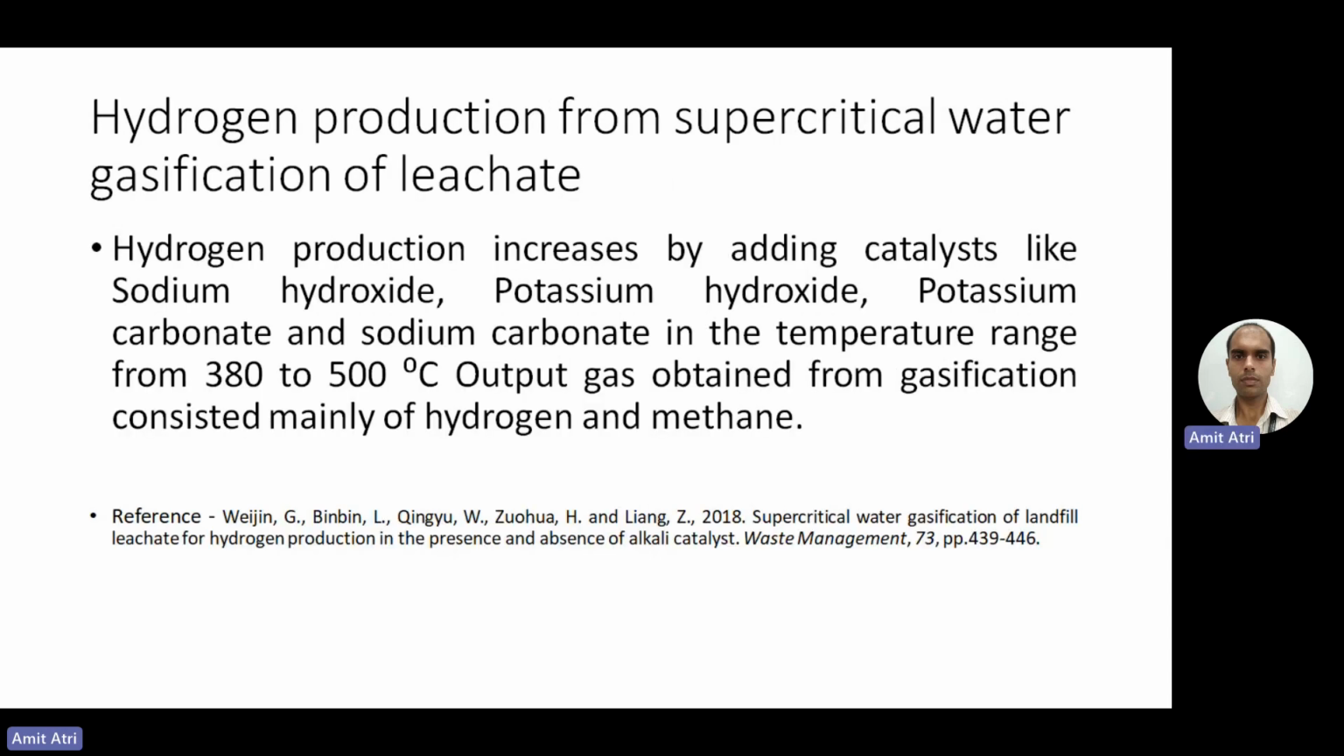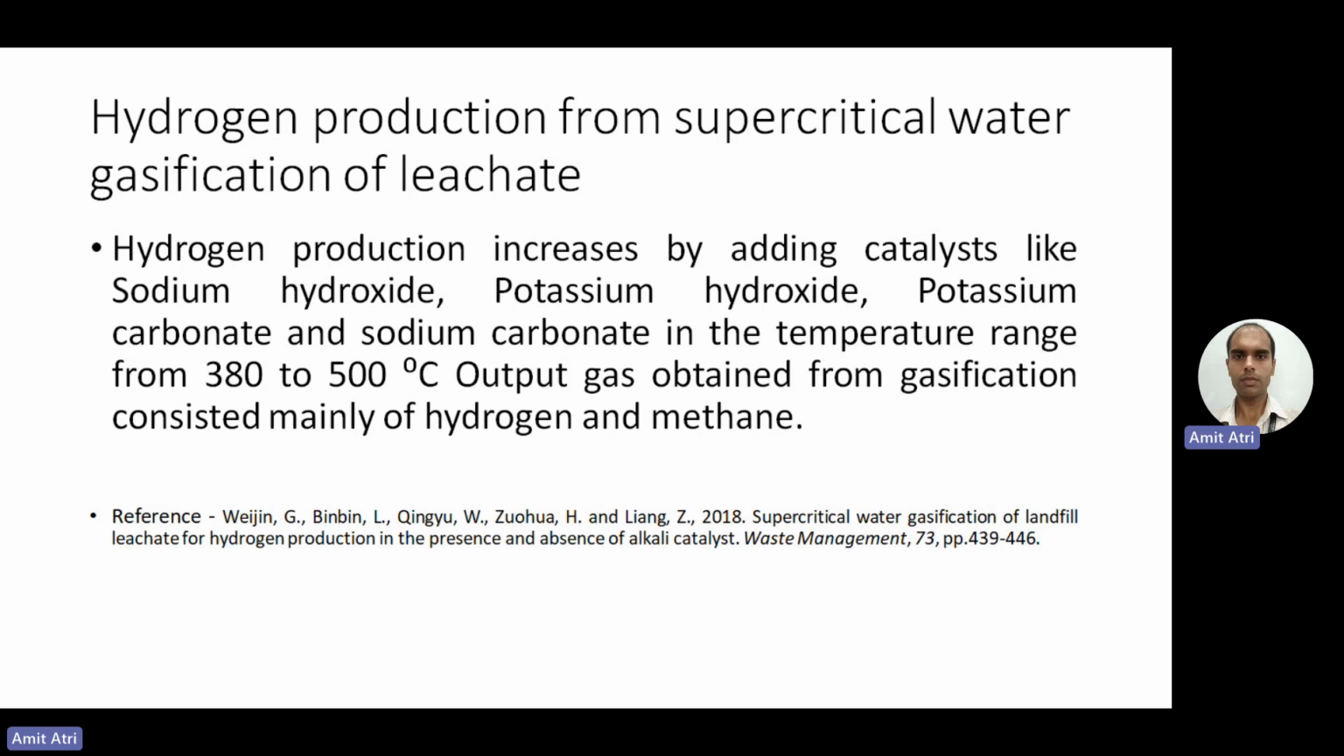Another method was given by Vagin et al. in 2018. That is hydrogen production from supercritical water gasification of leachate. The process of gasification we have already discussed under the same track, and I will give the link in the description of that video. So hydrogen production is performed using the process of gasification.